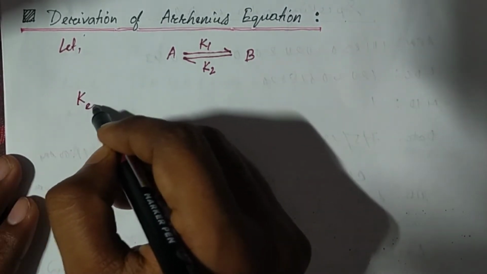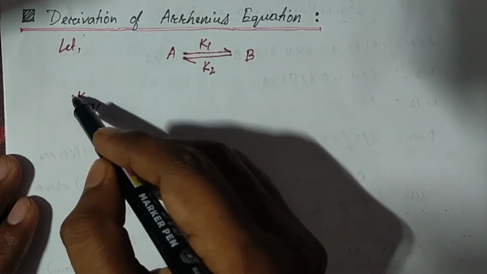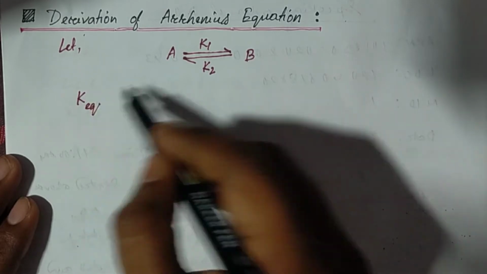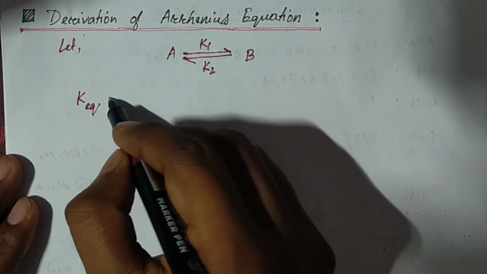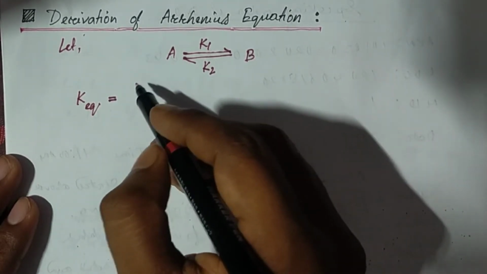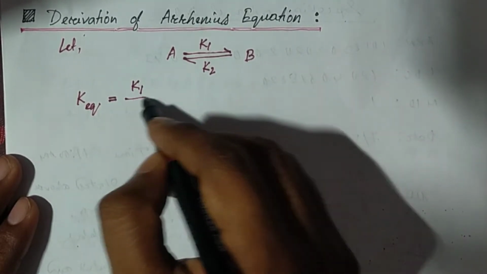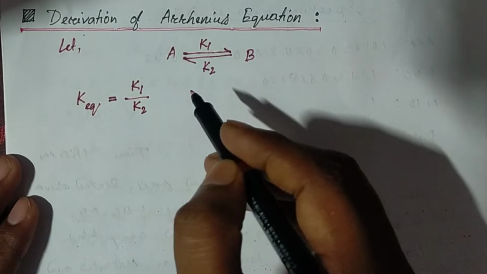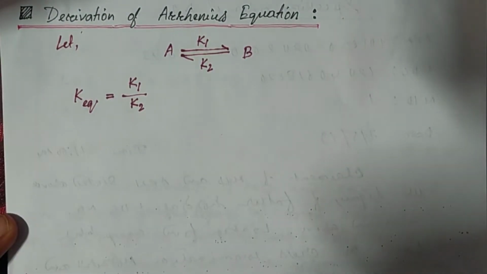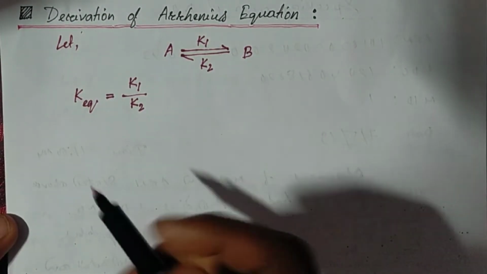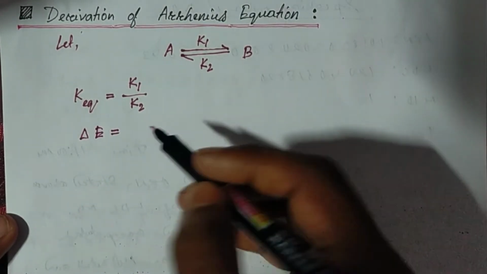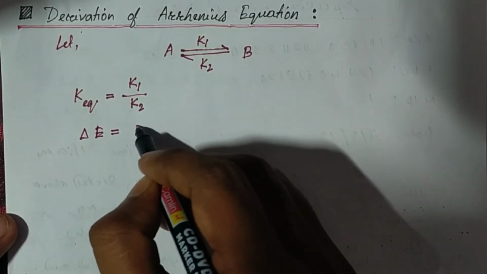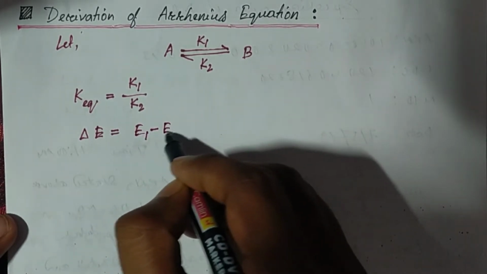K equilibrium comes for a reversible reaction only. So K equilibrium will be attained when K1 divided by K2. Next, another term is energy change, that means del E. Del E is the energy change, and it is equal to E1 minus E2.